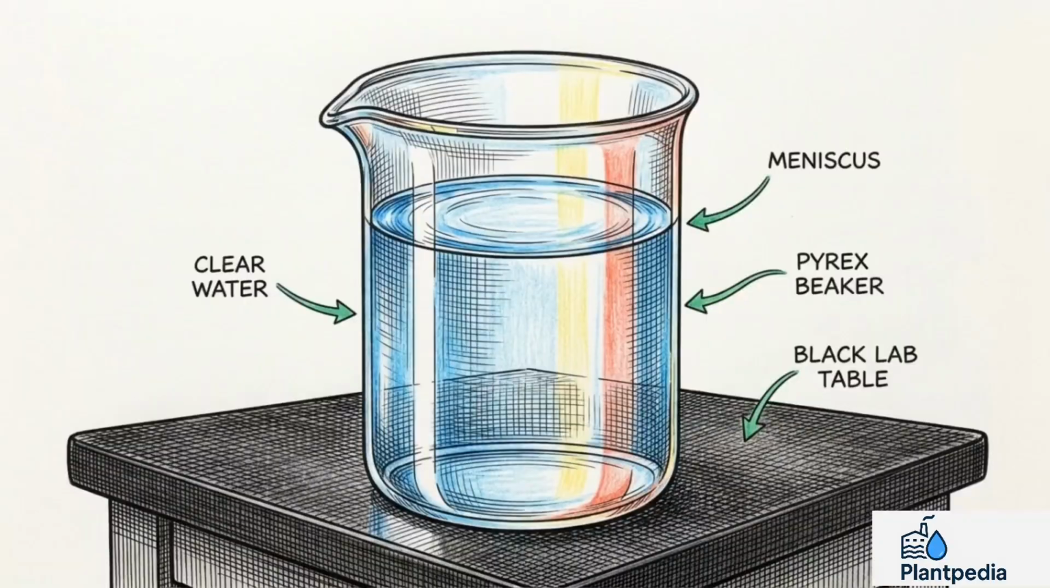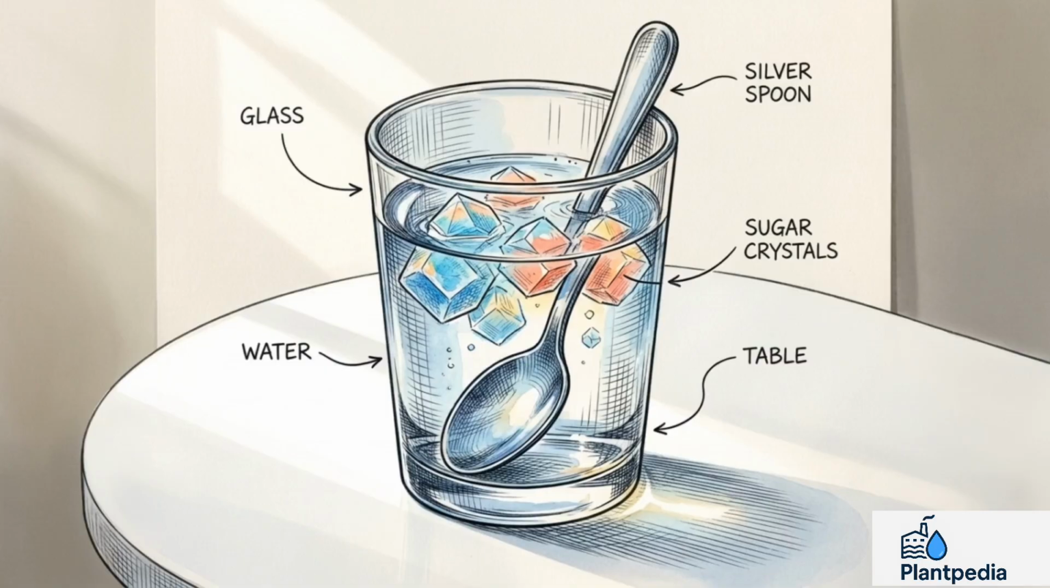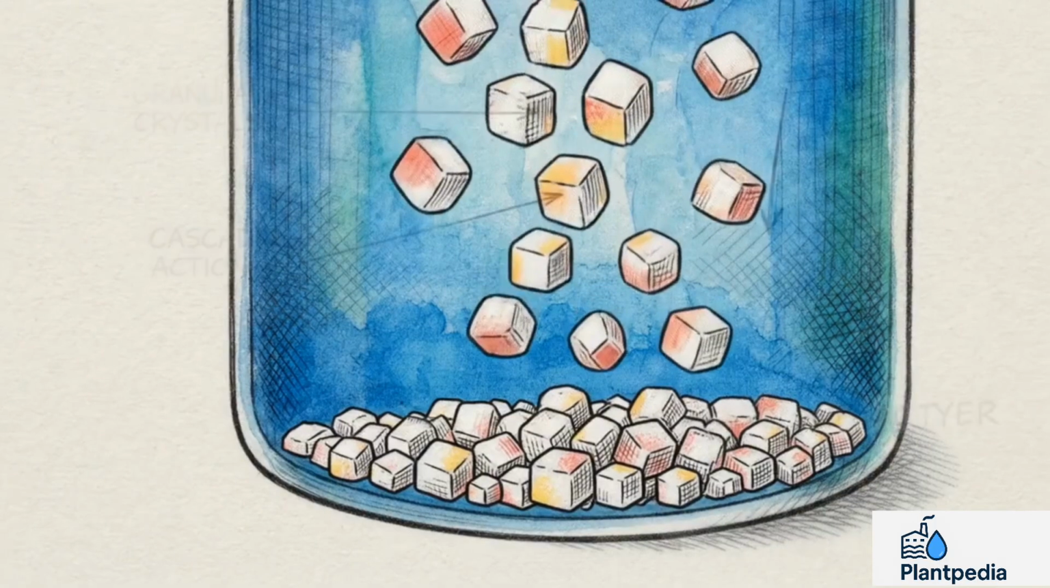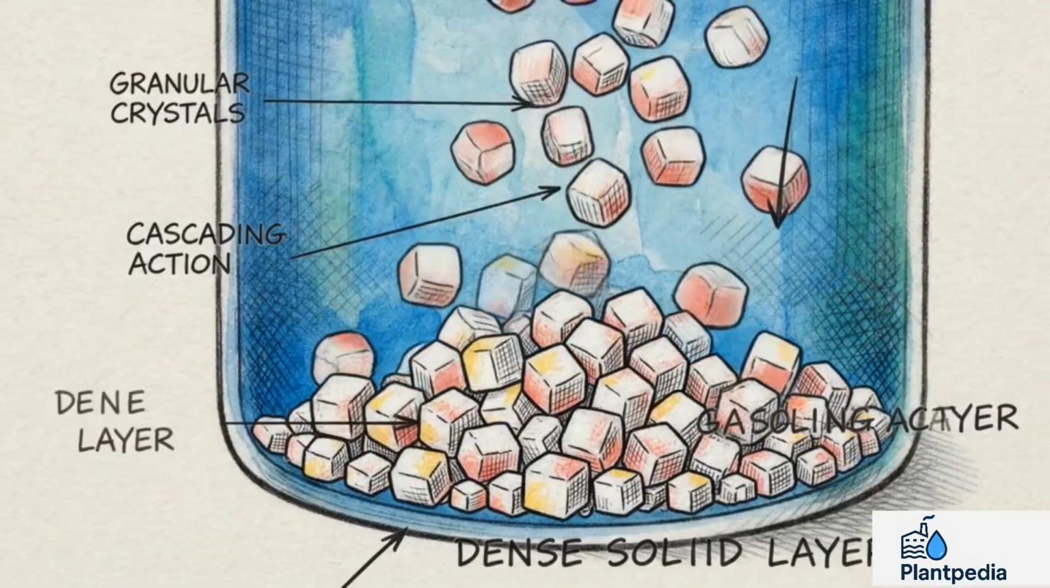To understand LSI, we first look at saturation. This represents the chemical equilibrium point, an LSI of 0.0, where the water is perfectly balanced and neither forming scale nor dissolving it. If you stir sugar into a glass of water, it dissolves easily at first, but eventually the water hits its absolute carrying capacity. It cannot hold any more, and the excess sugar begins to crystallize and settle at the bottom of the glass.